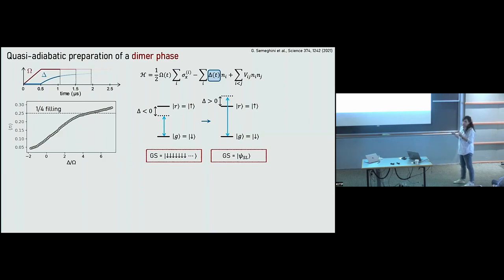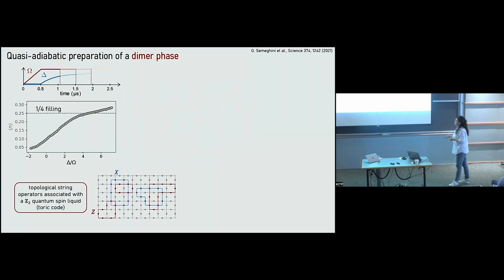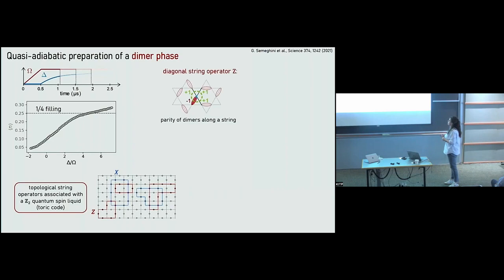But of course, to characterize a topological phase, we need to probe some non-local correlations. And so we do that by measuring topological string operators, very similar to what you would have in a toric code. The way they're defined for our model is the following. We have a first string operator, Z, that corresponds to measuring the parity of dimers along a string. The string looks like this, like the green one here.